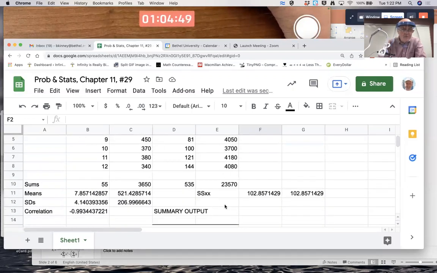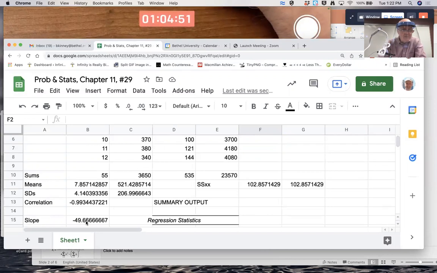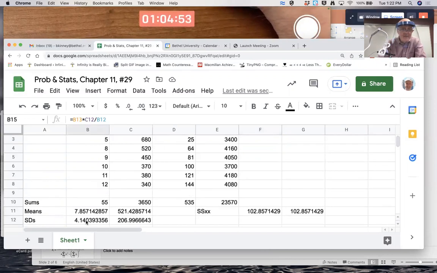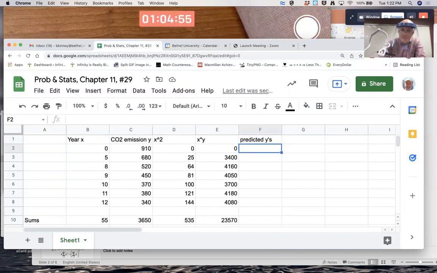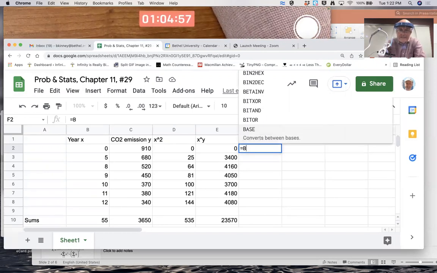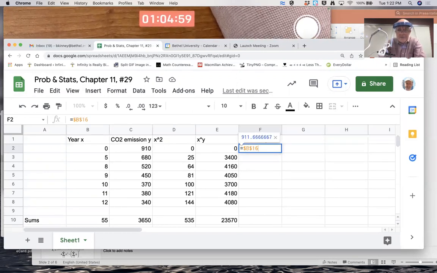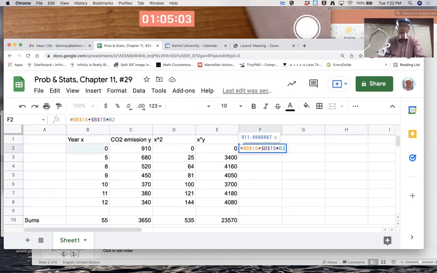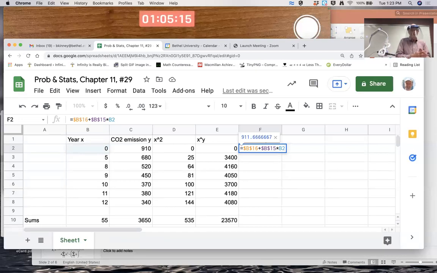Where are the slope and intercept? The slope is in cell B15, the intercept's in cell B16. Okay, B15 is the slope. Go B16, $B$16 for the intercept, plus $B$15 for the slope, times B2 for x. I need the dollar signs because I need the intercept and slope to be fixed cell references. B2 doesn't have dollar signs because I want that to change as I copy and paste down to B3, then B4, then B5.